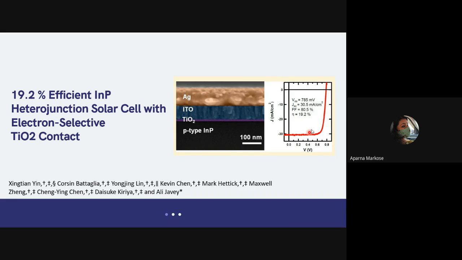And this is the voltage and current graph, which we call the IV graph. You can see 19.2 percent efficiency, and 785 millivolt voltage. So we are going to discuss this paper, how they did it, how they achieved it, what they have done to achieve this efficiency, and what the other papers are which they are reviewing in relation to their paper.